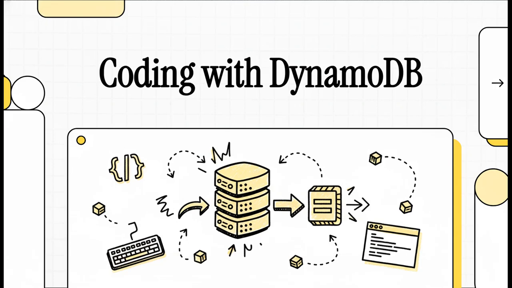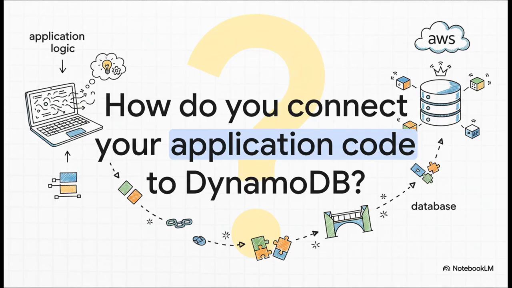So, you've got DynamoDB. It's an incredibly powerful, scalable, and super fast NoSQL database. But all that power doesn't mean a whole lot if actually connecting your application to it feels like a total chore. For developers, the real question isn't if you should use DynamoDB, but how you should get your code to talk to it. So, how do you actually bridge that gap?